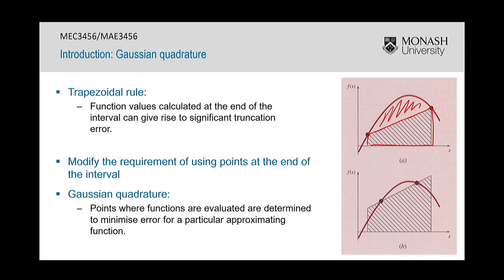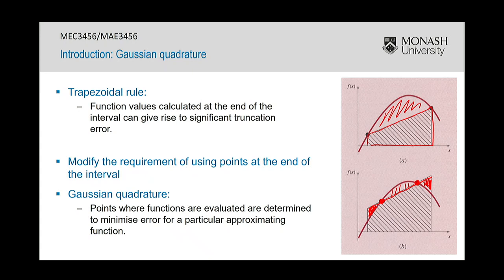The points where we evaluate the function are determined to minimize the error for a particular kind of approximating function. You can see in this simple example, if we were to choose these two red points, draw the straight line that goes through them, there's a little bit of underestimation of the function here, but there's a little bit of overestimation at the two endpoints, and hopefully these overestimates and underestimates will at least approximately cancel each other out. So that's the basic idea behind Gaussian quadrature. It's choosing the points at which you evaluate your function.